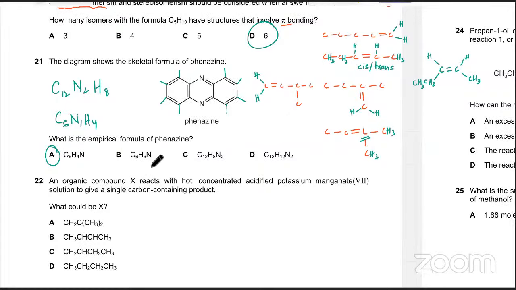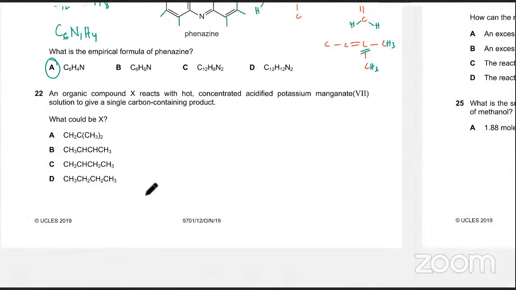Yes, sir. So then you have an organic compound X that reacts with hot concentrated KMnO4 solution to give a single carbon containing product. First thing, whenever you have hot concentrated KMnO4, that is usually a condition for oxidation of alkenes. In oxidation of alkenes, the double bond is going to break completely. And each of these carbon atoms which were making double bonds will undergo some sort of change. So if that carbon atom is bonded to 2 hydrogens, then it's going to change into a carbon dioxide and a water molecule.